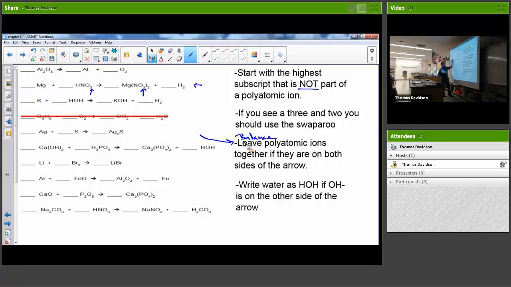So this is very simple. How many NO3s do you have? 2. You only have 1 over here. So how do you fix that? Put a 2 right there. All right, but that doubles the hydrogens, which is dandy because that's what I wanted it to do, right? So the rest are 1s.